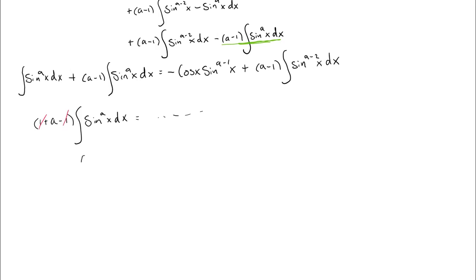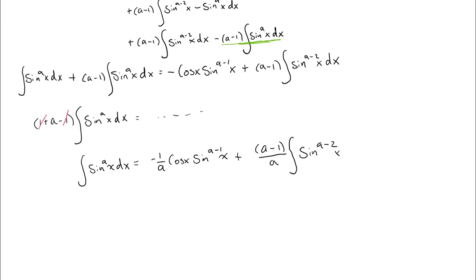Now if we divide by a, then we'll get our final result, which is the original integral here, sine to the power of a of x dx, is equal to, now if we divide by a, we get minus 1 over a cosine of x sine to the power of a minus 1 of x plus a minus 1 over a times the integral of sine to the a minus 2 of x dx.